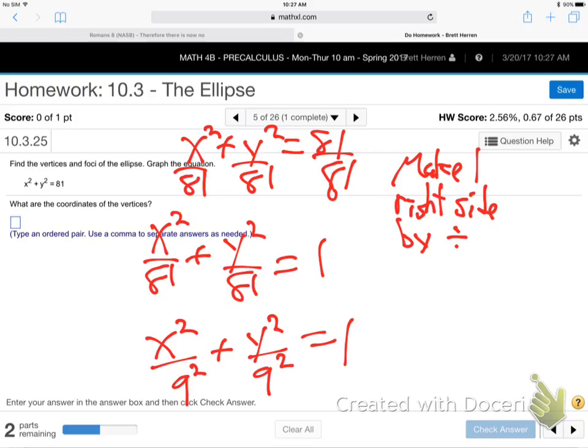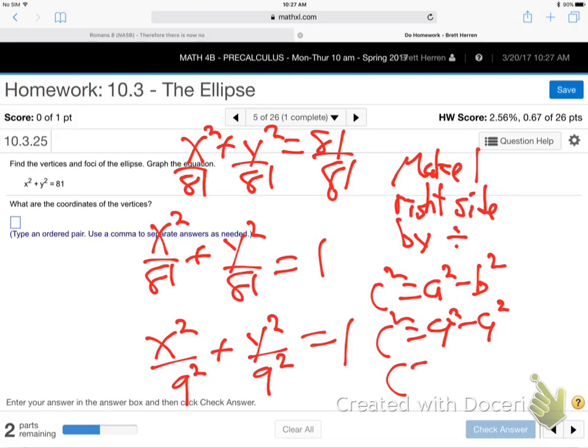Foci, Tim. So would the foci for that be 0? Yes, the foci would be 0. You're totally right, because c squared is a squared minus b squared, which is going to be 9 squared minus 9 squared. So c squared is 0, c is 0. So the focus comes right to the middle. Oh, of course, because how do you make a circle? Good observation.